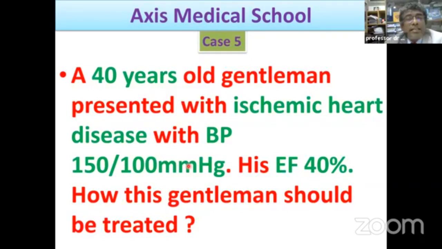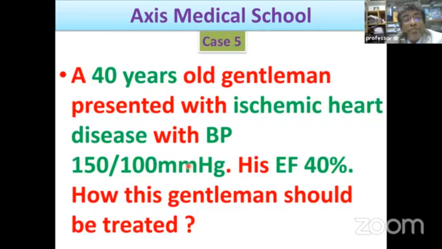Here is another case, case 5: a 40-year-old gentleman presents with ischemic heart disease with blood pressure 150 over 100 millimeters of mercury. His ejection fraction is 40%. How should this gentleman be treated? So what is new here? This patient has hypertension with ischemic heart disease.